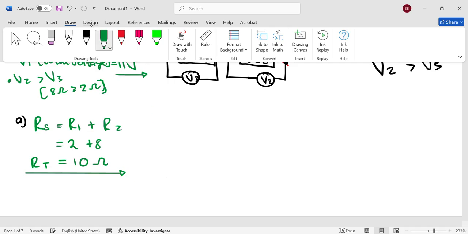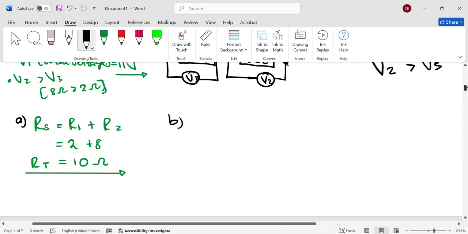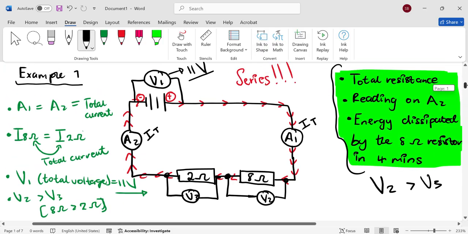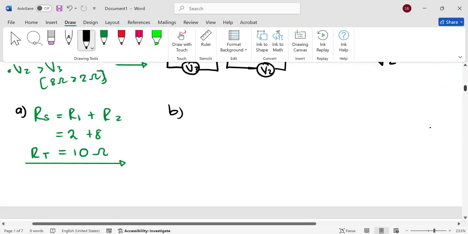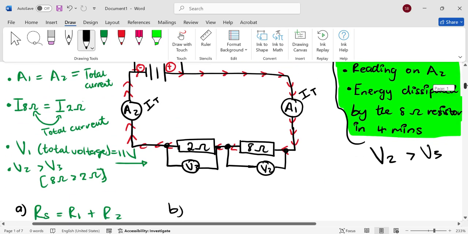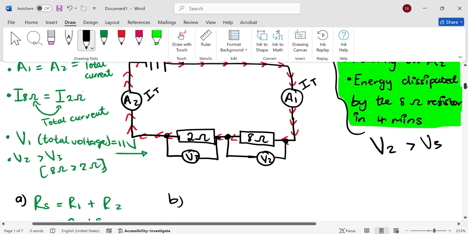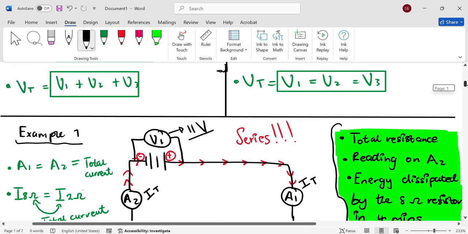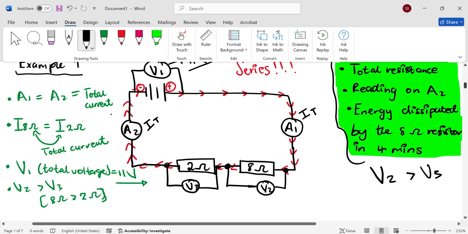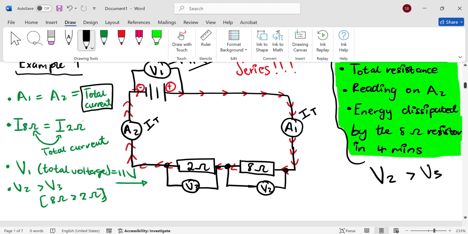Okay, now what does B say? I hope you're all fine with the first one. So B says calculate the reading on A2. So what do you notice about A2? What did you say about A2? We say that A2 equals A1, and A2 registers the total current. So A2 reads or rather measures the total current.